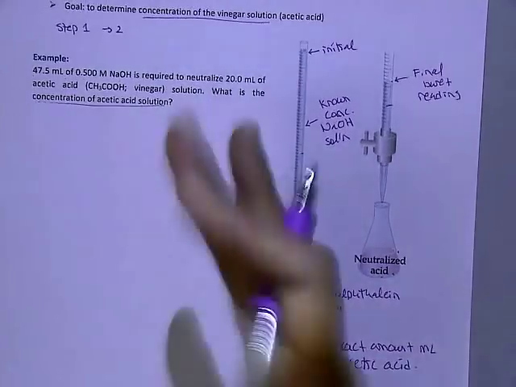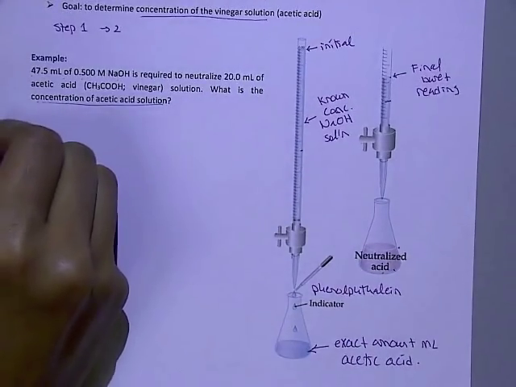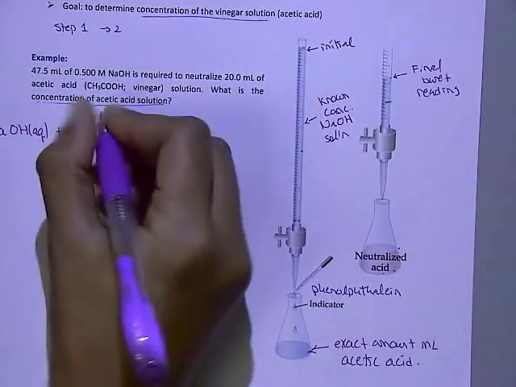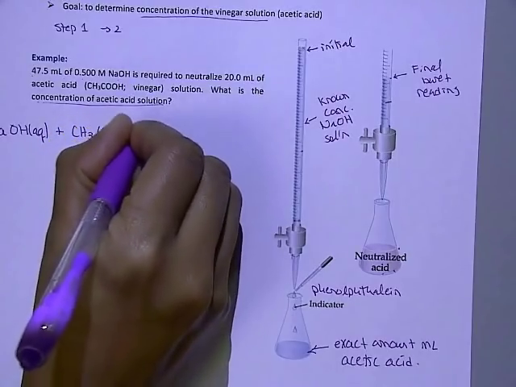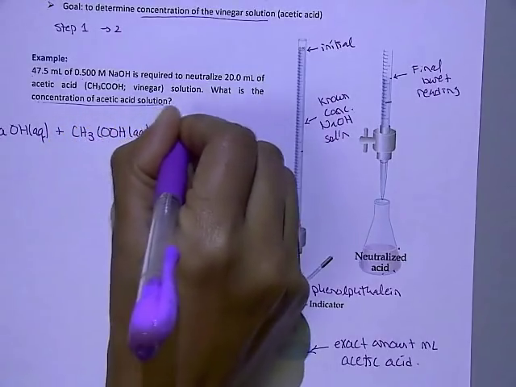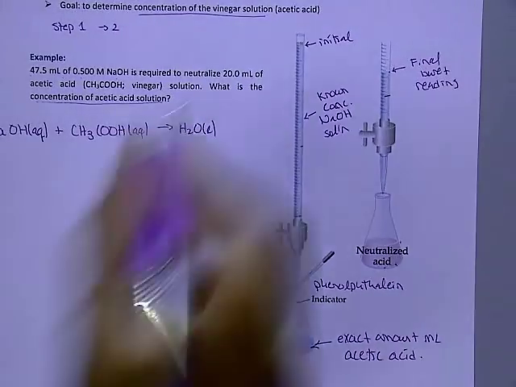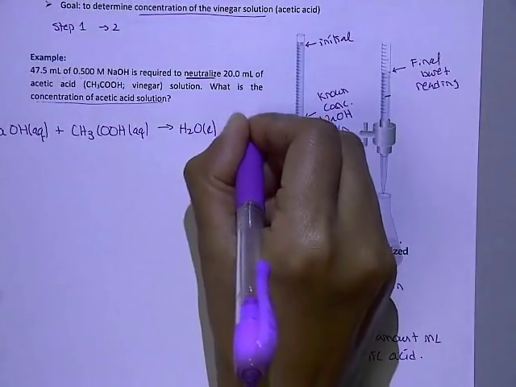This is very similar to what you're doing in lab, except obviously different values. So again, we always start off by writing a balanced chemical equation. So we have sodium hydroxide reacting with acetic acid to give us water. Titrations are all neutralization reactions, and here we're neutralizing to form water.